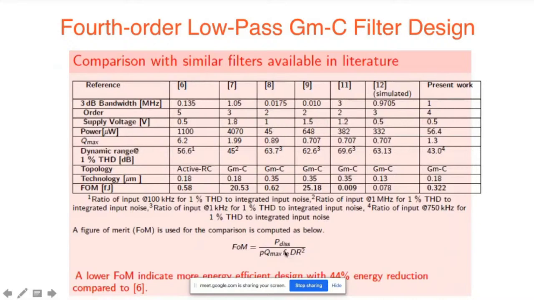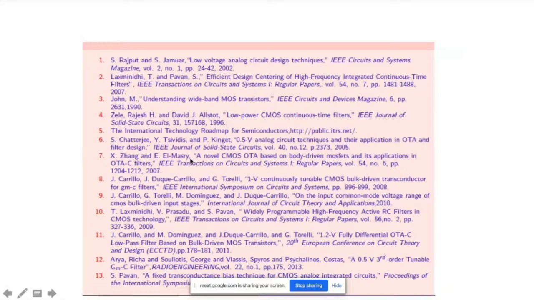So this will take care of your comparison, even though the designs have different voltage, different frequency and different dynamic range. Your FOM will say that whichever has the lesser FOM is better, or more power efficient. So ours shows around 44% energy reduction compared to the sixth paper. And these are some of the references which we have used.